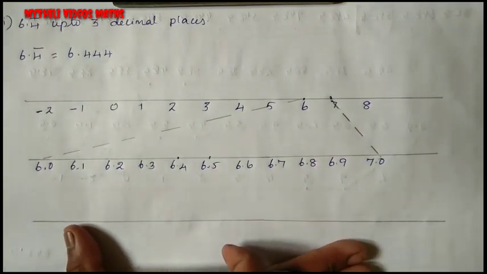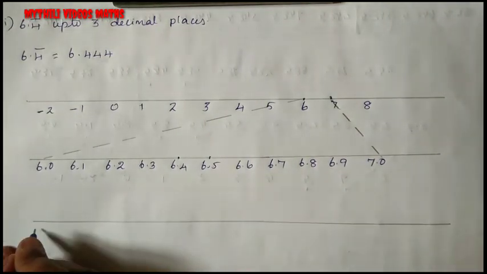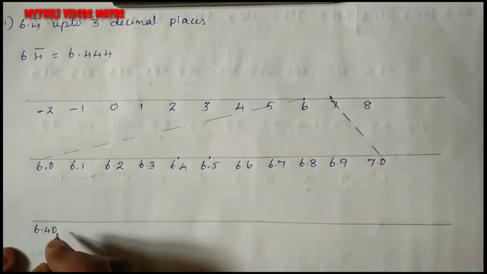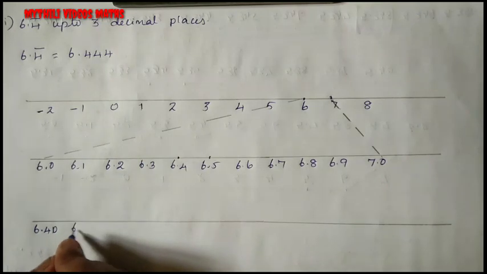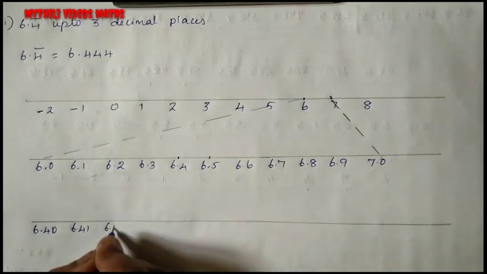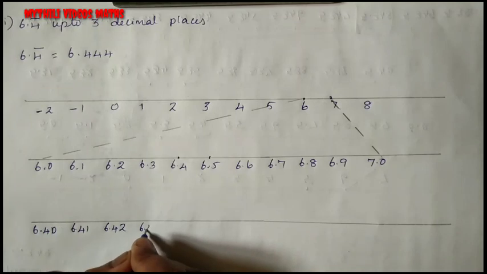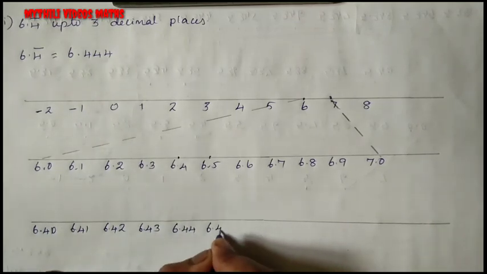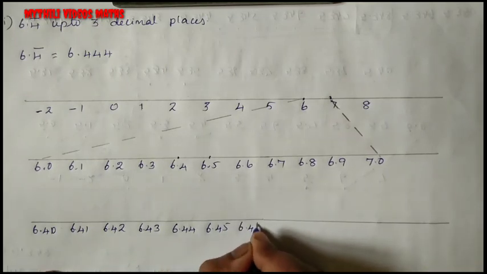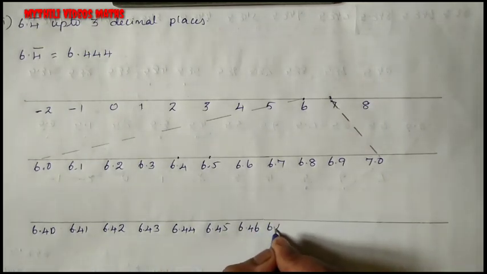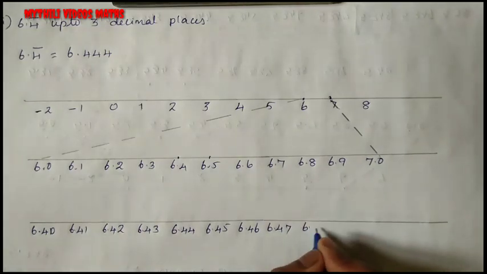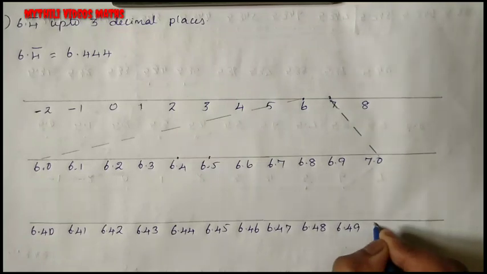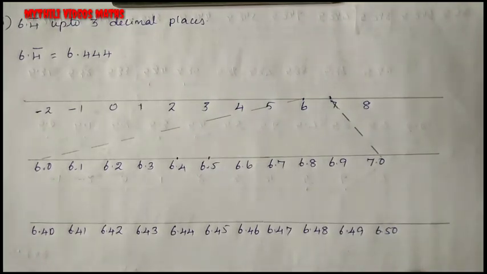We have to write again. Okay. So 6.4 means we have to take the next number is 6.41. We can take from 6.40, 6.41, 6.42, 6.43, 6.44, 6.45, 6.46, 6.47, 6.48, 6.49, 6.50. Okay, this much of numbers are lying.